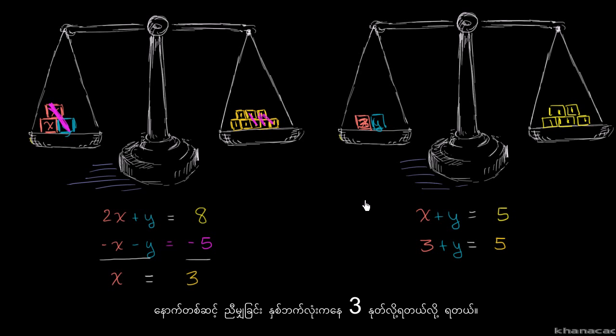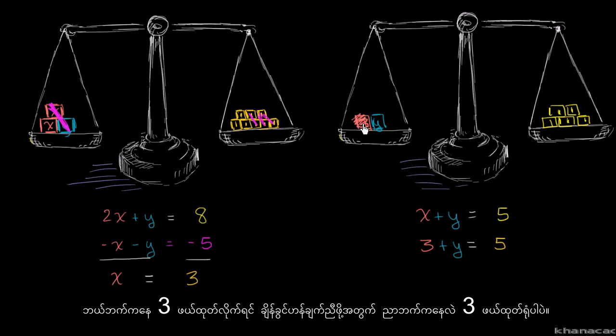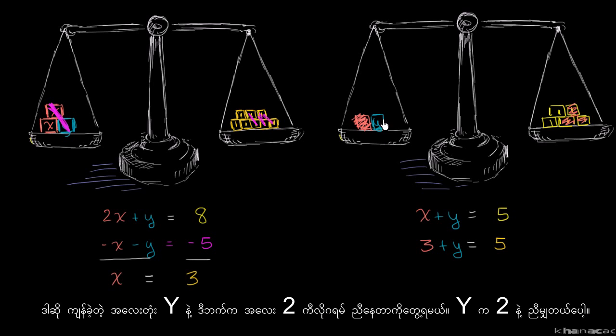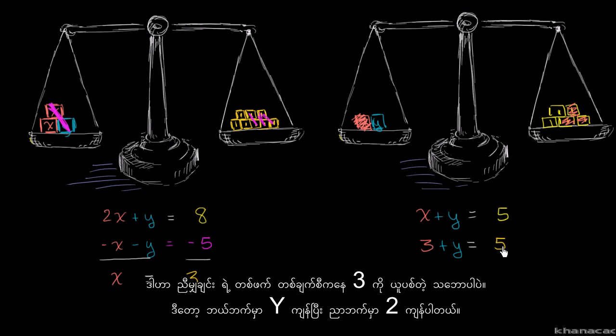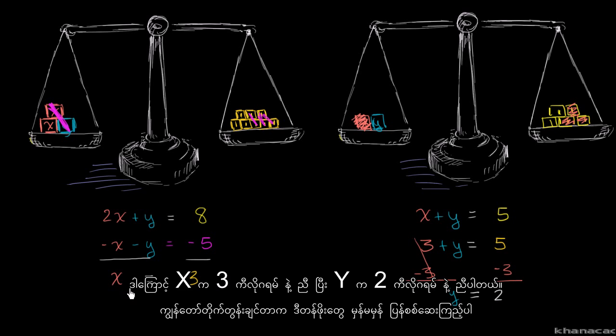Well, now we could take 3 away from both sides. If I take 3 away from the left-hand side, I just have to take 3 away from the right-hand side to keep my scale balanced. And I'll be left with the mass of y balanced with a mass of 2, or y is equal to 2. That's analogous to taking 3 from both sides of this equation. And on the left-hand side, I'm just left with a y, and on the right-hand side, I am just left with a 2. So x is equal to 3 kilograms and y is equal to 2 kilograms.